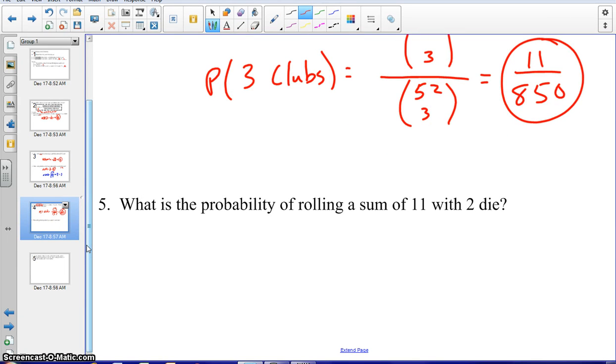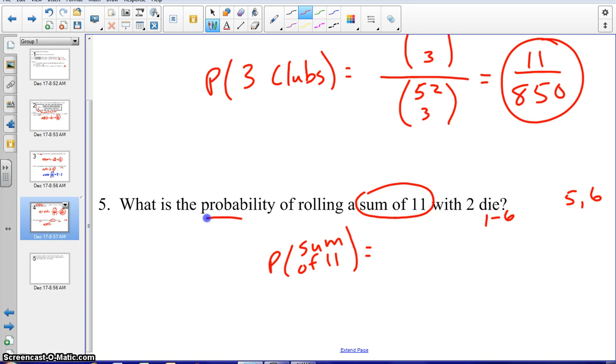Number 5, what is the probability of rolling a sum of 11 with 2 dice? So in our case here, we want to roll a sum of 11. Well, let's think about this first. What are the ways that we can actually come up with this sum of 11 on a die? Again, knowing that the numbers are 1 through 6 on one die, well, we have the options of 5 and 6 or 6 and 5. So we have two options to get 11.